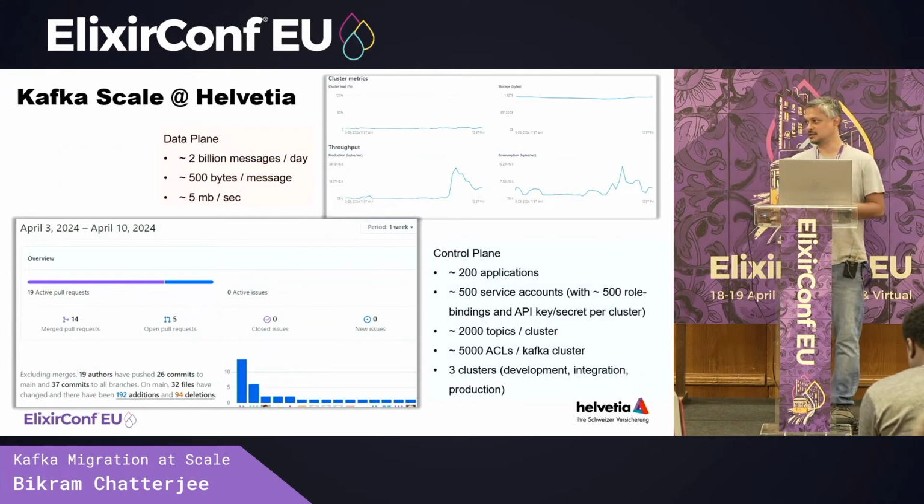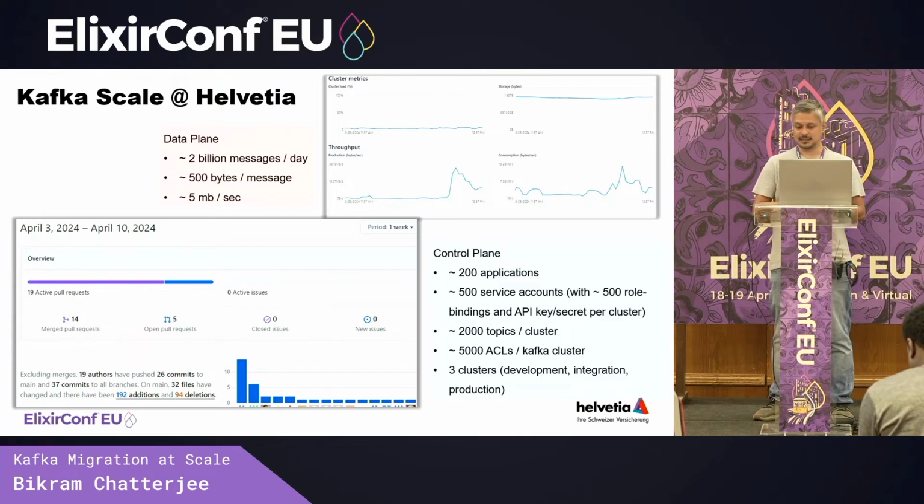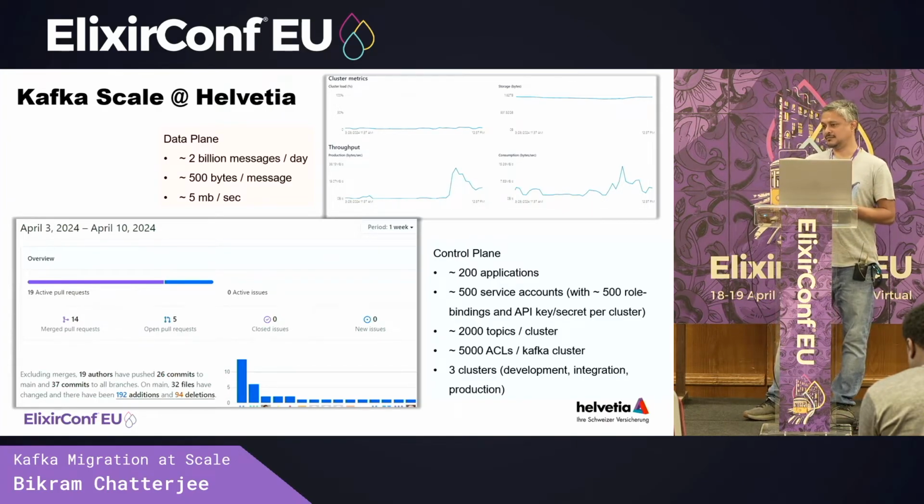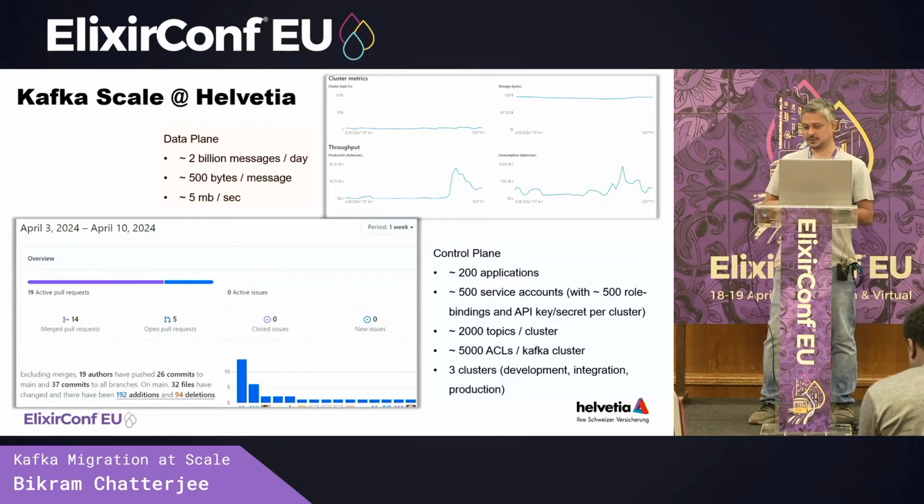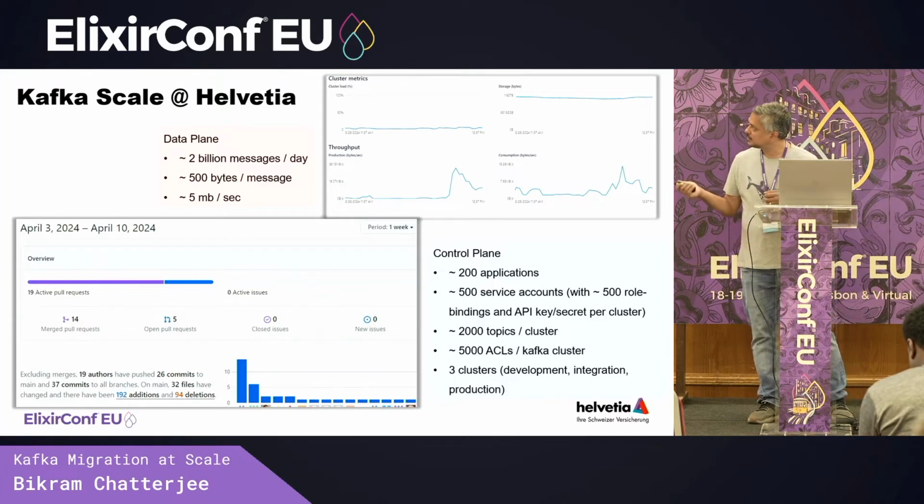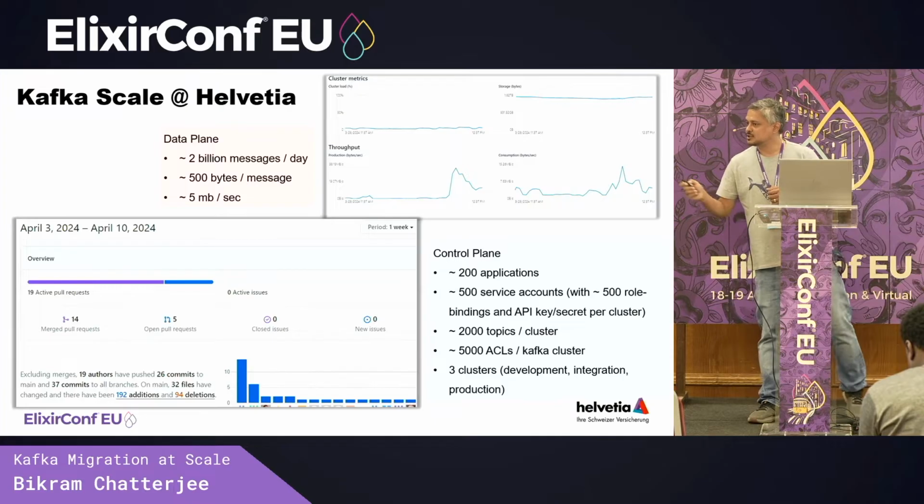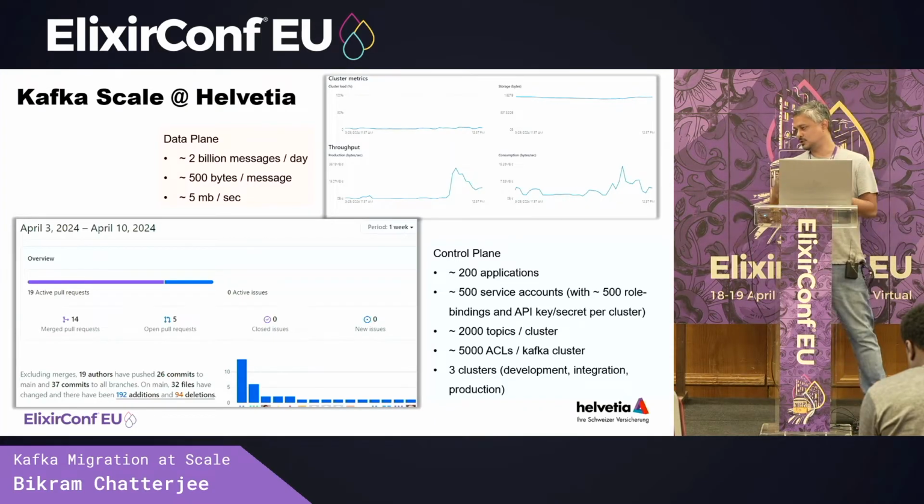Now, this presentation is about scale. What is our scale? From the data plane at Helvetia, we have about 2 billion Kafka messages going back and forth per day, which boils down to about 500 bytes per message, and which then is 5 megabytes per second of throughput. From the throughput graph right here, you see that we have some throughput spikes. So the traffic is not very predictable, but we need to be flexible and adaptive to that traffic as well, which is taken care of by the clusters themselves, which is not really relevant in this presentation.